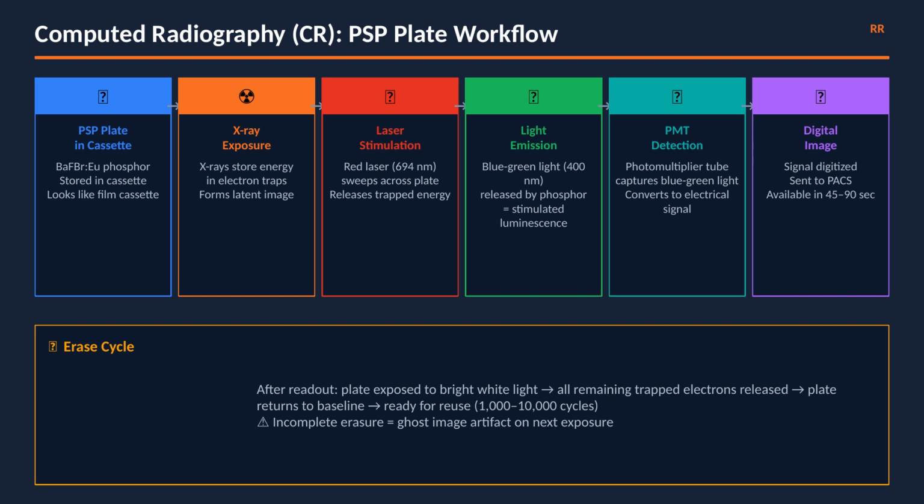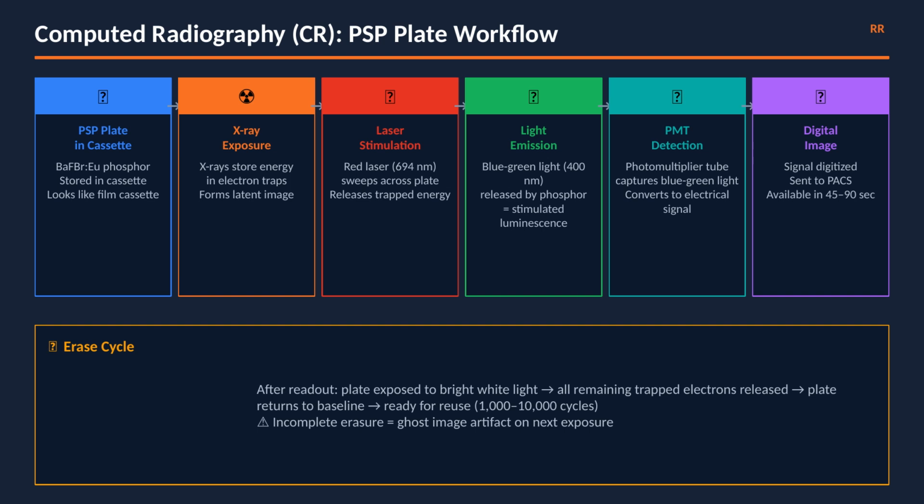Step 3, the plate is fed into the CR reader unit, where a low-energy red laser, 694 nanometers, sweeps across the plate surface. Step 4, the laser stimulates the trapped electrons, which release their stored energy as blue-green light, approximately 400 nanometers. This is stimulated luminescence.